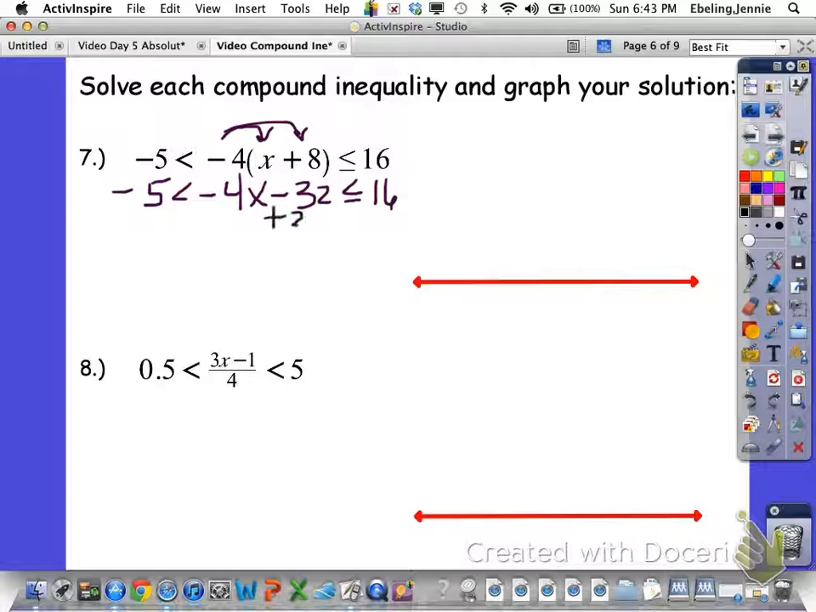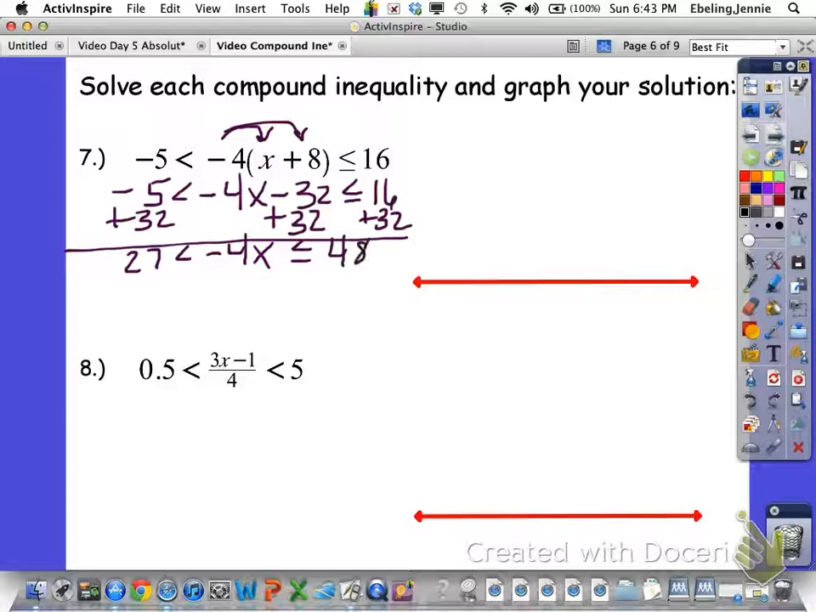I have to undo the subtraction first, so I'm going to add 32. But there are 3 sides to this inequality. There's the left side, the middle, and this right side. So I need to do it to all 3 sides. So -5 plus 32 is 27, is less than -4x, which is less than or equal to 48. Now I want to divide by -4, and then when I divide by -4, these are going to cancel in the middle, but bells and whistles should be going off because I'm dividing by a negative. What do we do when we divide by a negative? We flip the inequalities. 48 divided by -4 is -12.